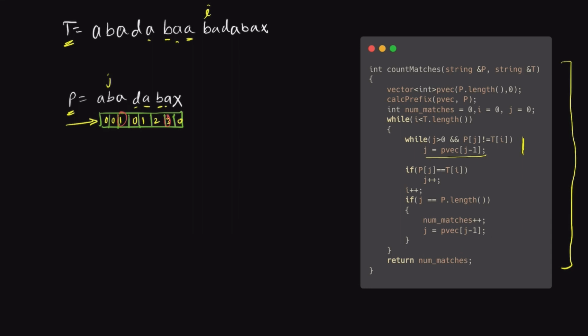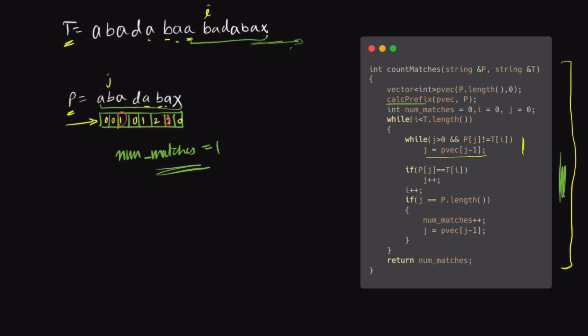Subsequently moving forward, you realize that ABADABAX and ABADABAX will match, and you can verify it by tracing this algorithm over here. You will get the answer. So the number of matches, num matches, will be 1 here, and if you have any more matches after this, they will be found in a similar fashion. So this is how you will count the number of occurrences of a pattern in a text by actually using the prefix array.